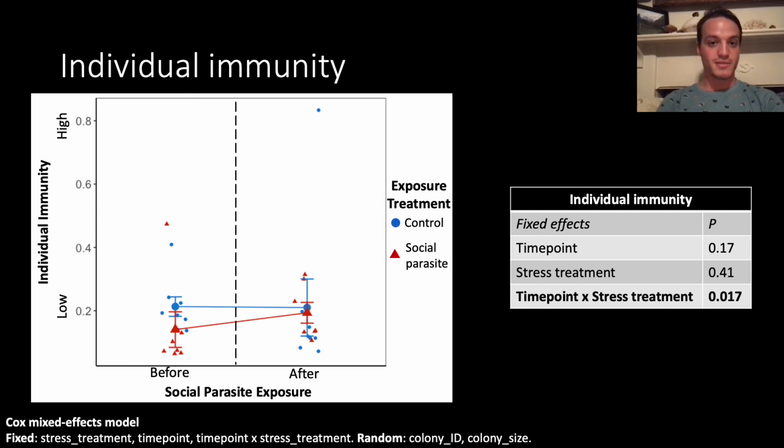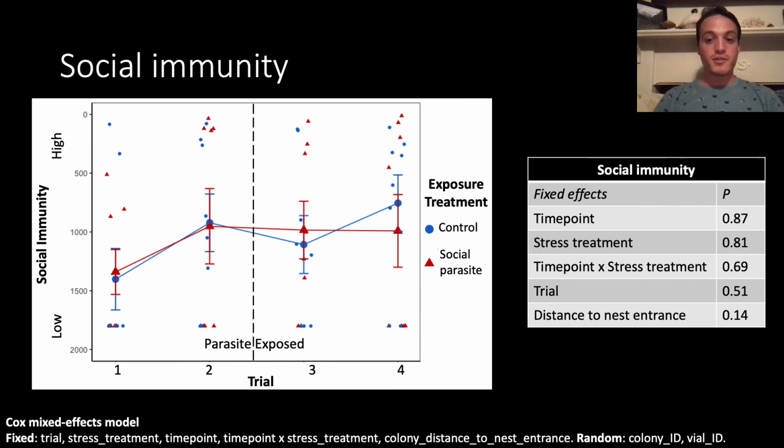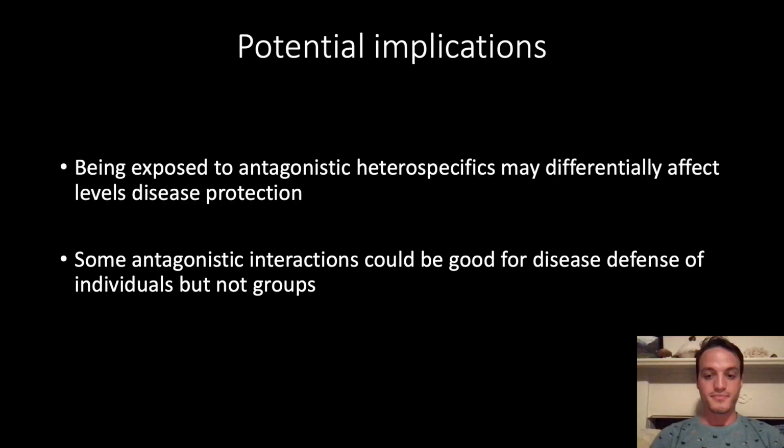However, for social immunity, we did not find evidence that the social parasite exposure affects how fast colonies remove corpses from their nest. You can see that in this figure here, which is pretty similar to the previous figure, the main difference being that we measured corpse removal twice before and twice after exposure. And regardless of treatment, corpse removal remained relatively consistent across all treatments.